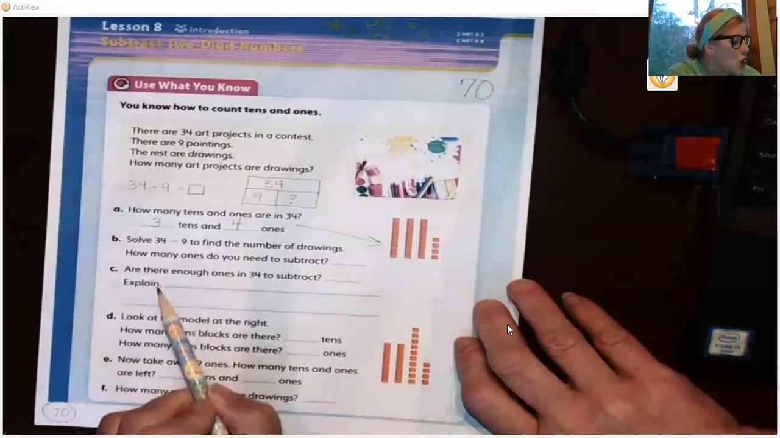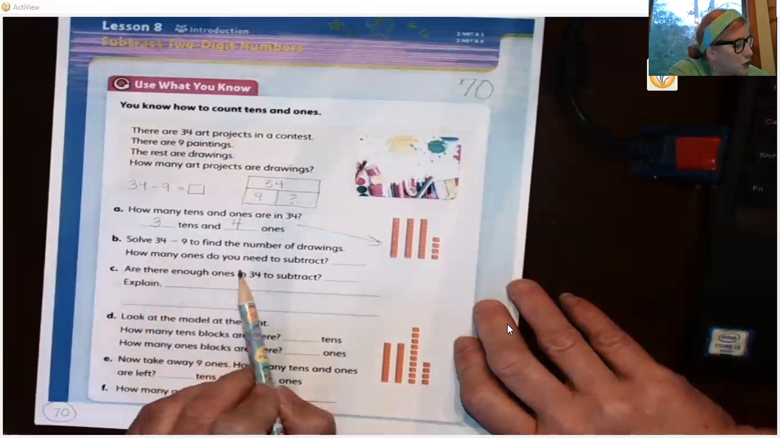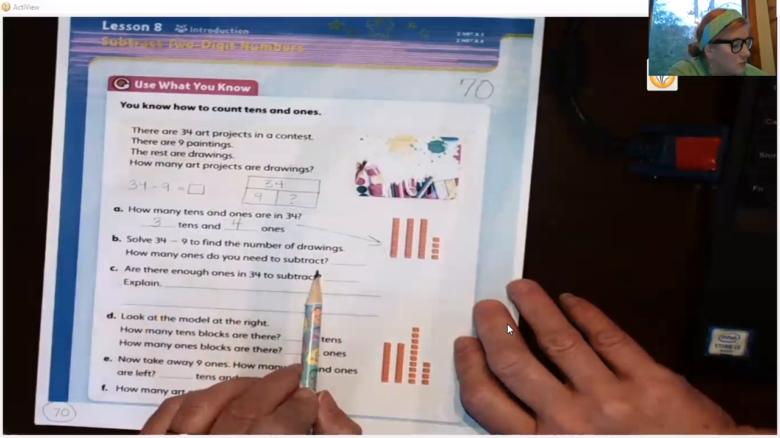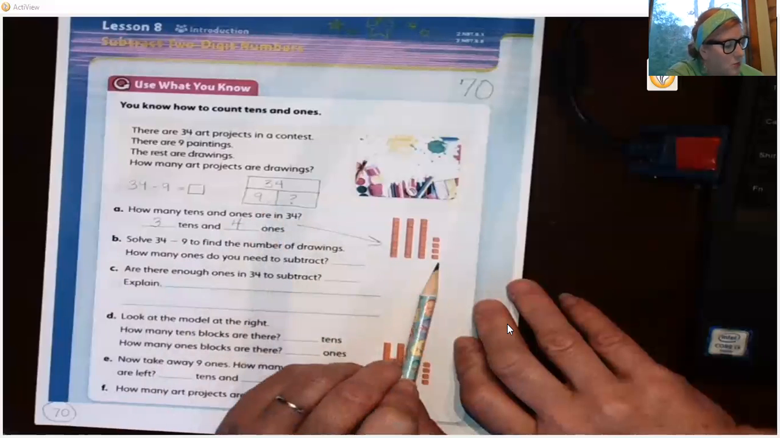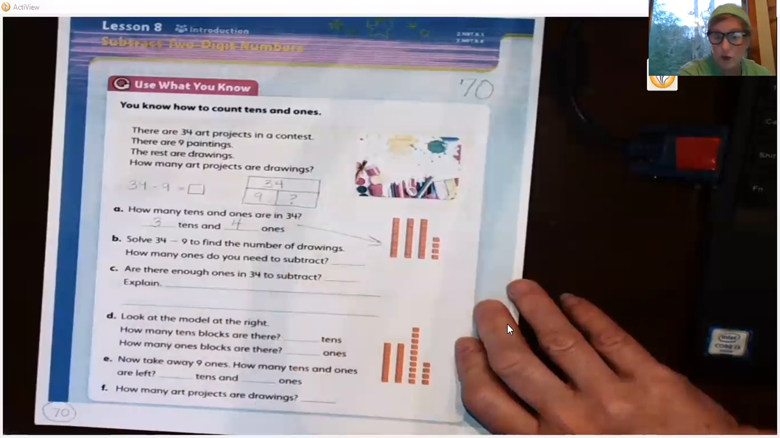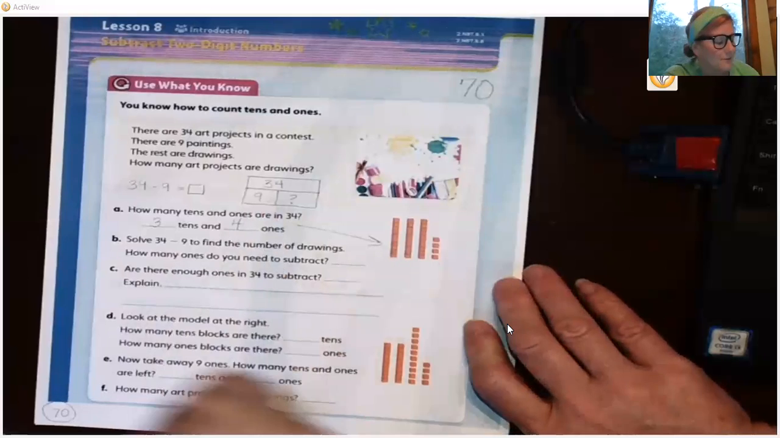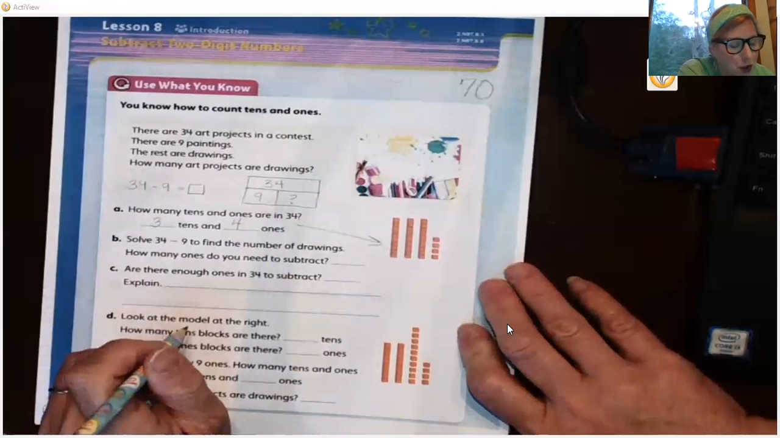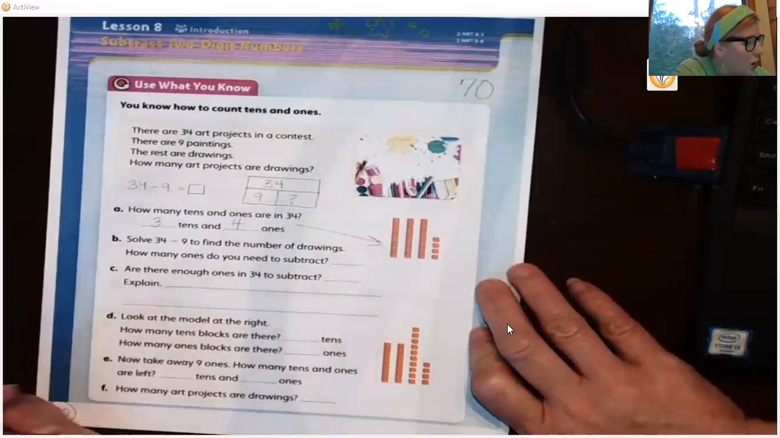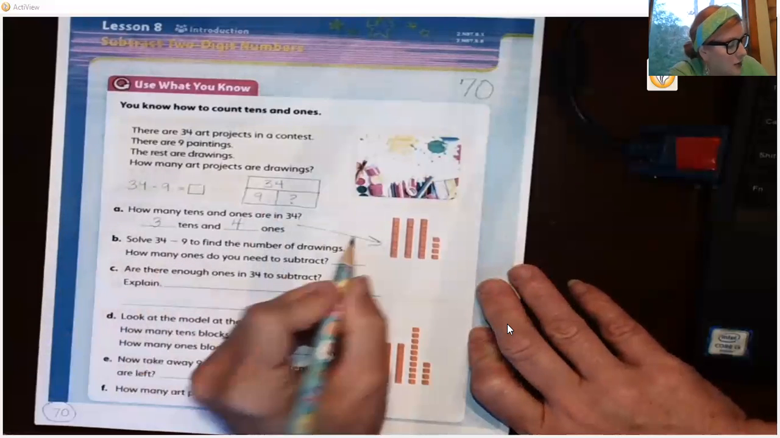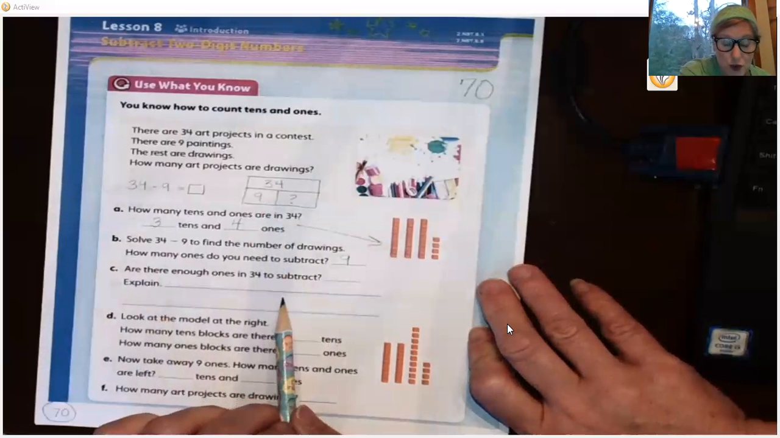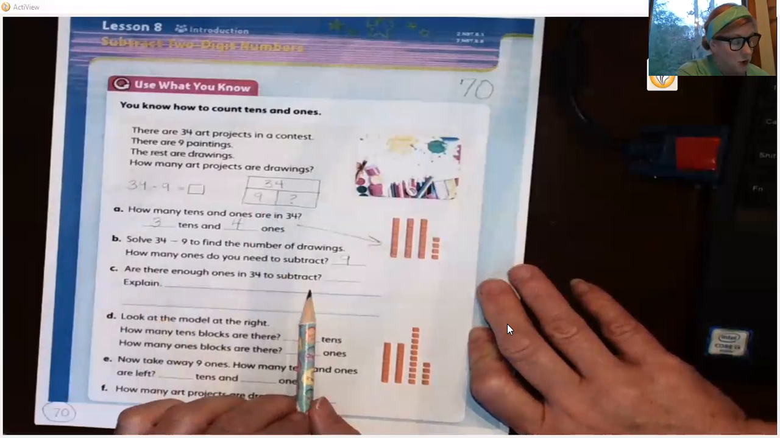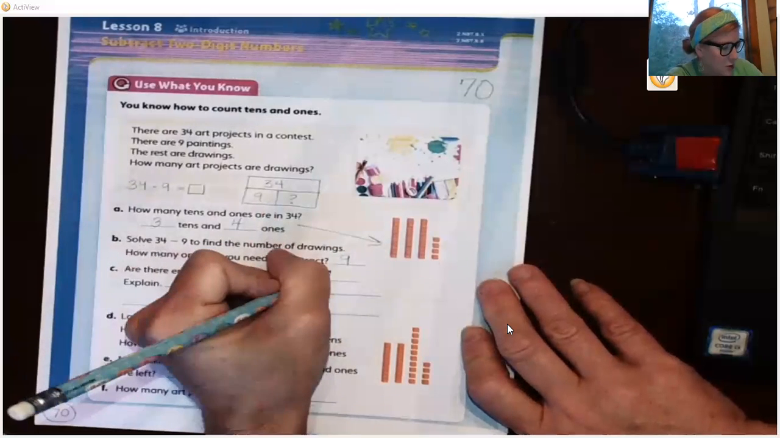All right, so how many 1s do you need to subtract? Well, we're taking away 9 1s, aren't we? So 9 1s, but how many do we have? We only have 4. So what are we going to do? Let's find out. You may remember the word. Starts with an R. All right, so how many 1s do you need to subtract? You need 9. Are there enough 1s in 34 to subtract? We just answered that. No, there are not.